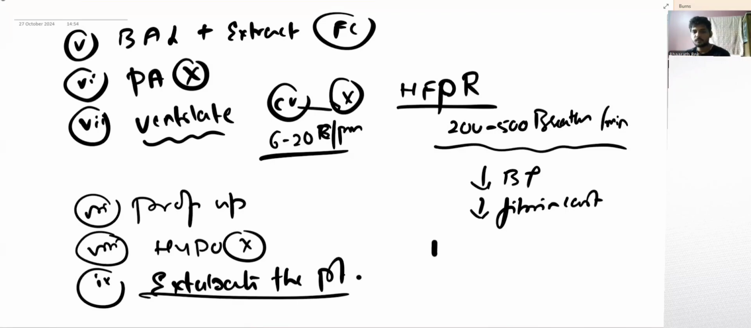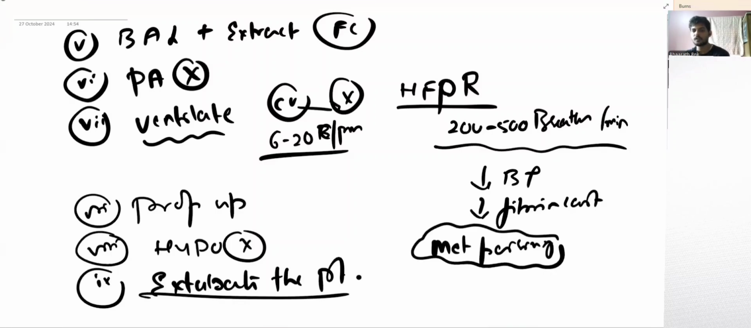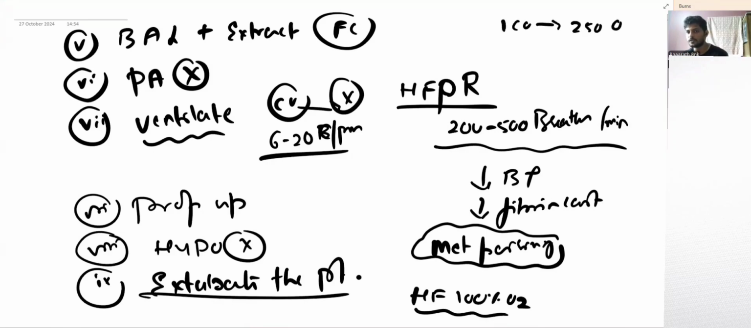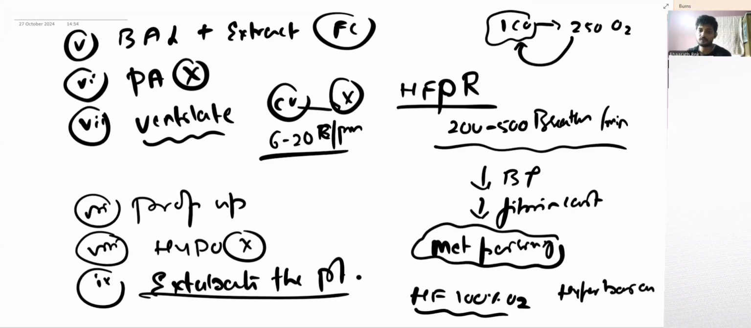So when it comes to carbon monoxide poisoning, any patient who is suspected to have it should be put on high flow 100% oxygen, because as I told you, it is a competitive antagonist. One molecule of carbon monoxide can displace 250 molecules of oxygen. So because it is a competitive antagonism, you need to give high flow, 100% high concentration oxygen. Sometimes you may also need hyperbaric oxygen, which is high pressure, high flow, high concentration oxygen.